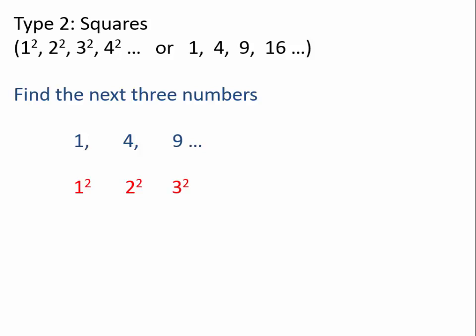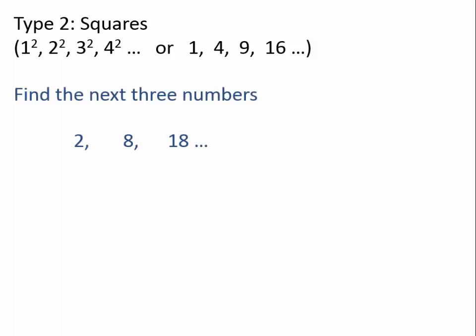So it's 1 squared, 2 squared, 3 squared. We know the next one will be 4 squared, then 5 squared, and 6 squared. So the next three numbers would be 4 times 4, 5 times 5, and 6 times 6. In other words, 16, 25, and 36.